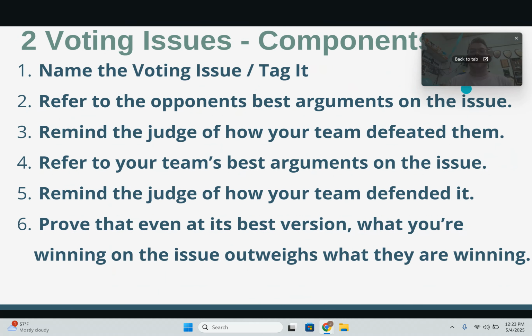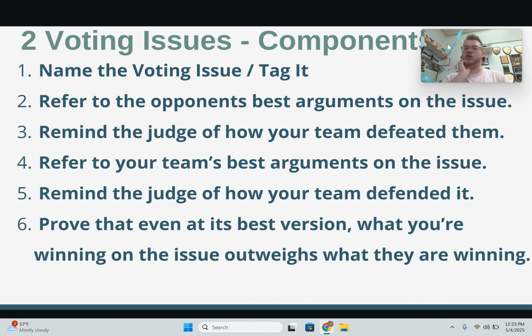So what are these 2 main voting issues? Now that you know that you're going to pick 2 main voting issues and there's 5 different styles of how to select them, what is a voting issue? How do we go through the voting issue? What are we actually going to be saying? Well, there's 6 steps to the 2 voting issue structure, and these components are very similar to what you'd be doing in a third speech on a clash, but they're condensed.